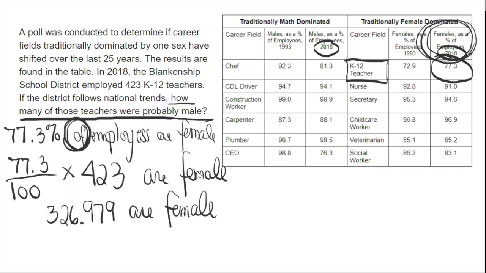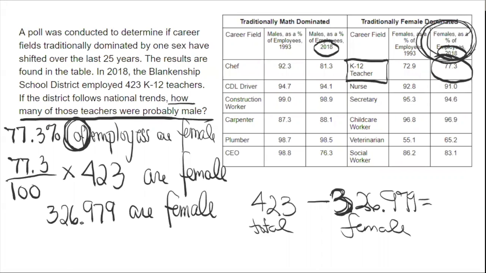Okay, now what? 423 minus 326. Beautiful. What Amy realizes is that if we take the total employees, all of them, the 423, and remove the female employees, the ones who are left will be male. I got 97. 96. Cool. I got this number out of my calculator. One of you is rounding it to 96. One of you is rounding it to 97.